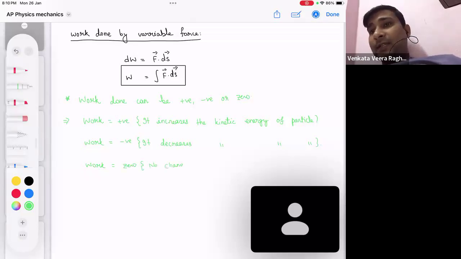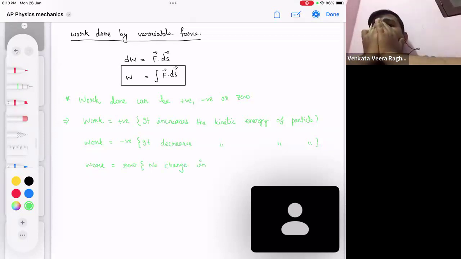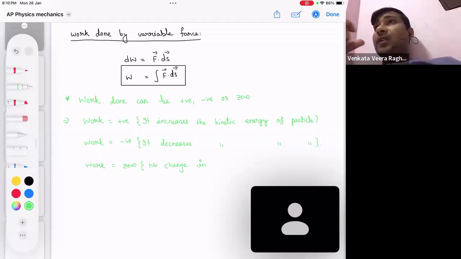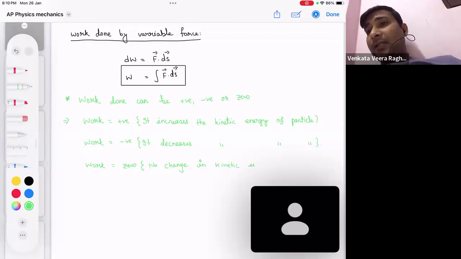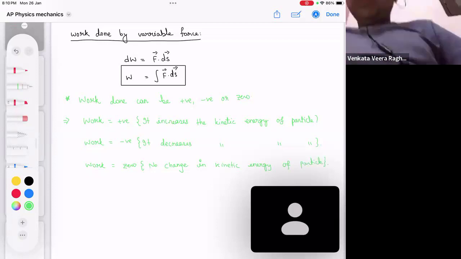Later we will learn about the relation between the work done and kinetic energy. Okay. Although we have already used that theorem, the work energy theorem, remember the vertical circular motion when we were solving, we have used the work and kinetic energy relation. So if the work done by a force is zero, then what will it do? There is no change in kinetic energy of the particle. Clear? So if work done is coming zero, then kinetic energy of the particle is not going to change.